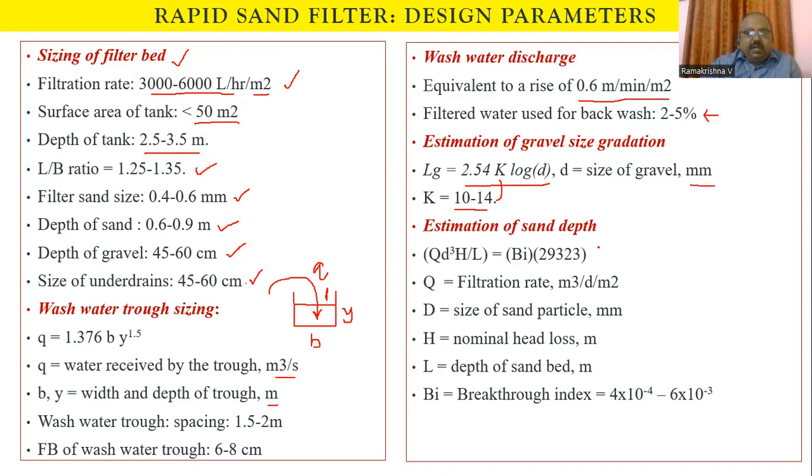Then sand depth also we can calculate based on an empirical formula: Q d cube H divided by L is equal to BI into 29323. BI is nothing but the breakthrough index. It depends on the amount of expected clogging. We have an empirical value of 4 into 10 to the power of minus 4 to 16 into 10 to the power of minus 3. Q is the filtration rate in meter cube per day per meter square. D is the size of the sand particle in mm. H is the nominal head loss. And L is the depth of the sand bed.